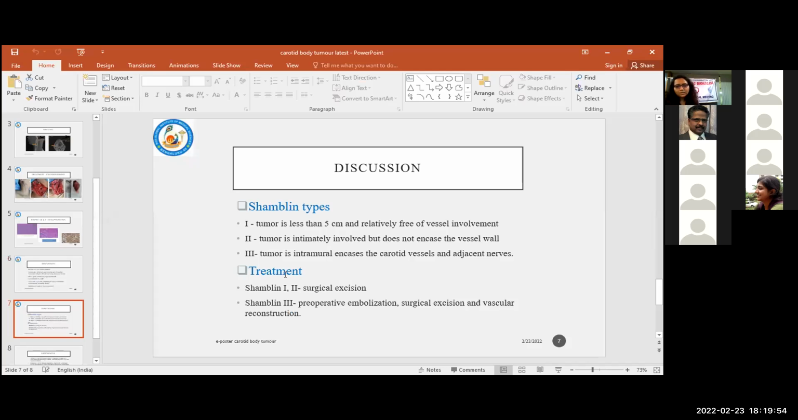Shamblin and Mayo Clinic have classified the types. Tumor type 1 is less than 5 centimeters and relatively free of vessel involvement. Tumor type 2 is intimately involved, but doesn't encase the vessel wall. Tumor type 3 is intramural and encases the carotid vessels and adjacent nerves. Treatment for Shamblin type 1 and type 2 is surgical excision. Shamblin type 3 requires preoperative embolization and surgical excision with anticipated vascular reconstruction.